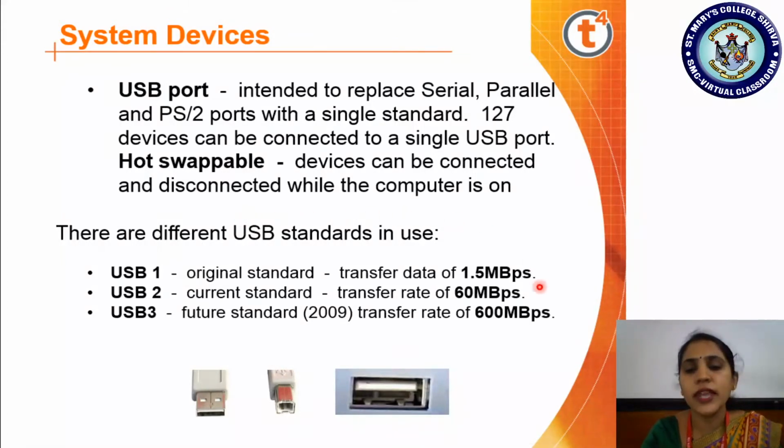So the original standard has the capacity to transfer data at how much? 1.5 Mbps. And USB 2 has a transfer rate of about 60 Mbps. Okay, that is some increase in the transfer rate. Then USB 3, which one is it? 600 Mbps. So based on the requirement, we will go for such particular standards.